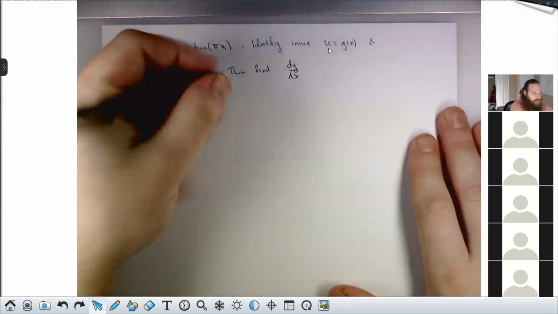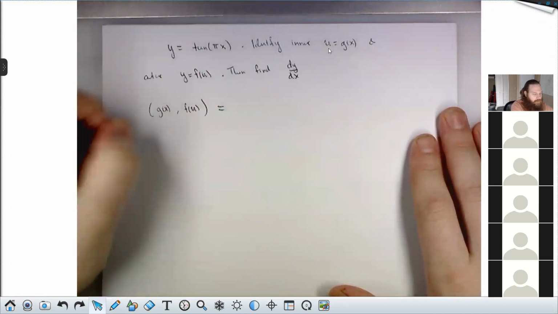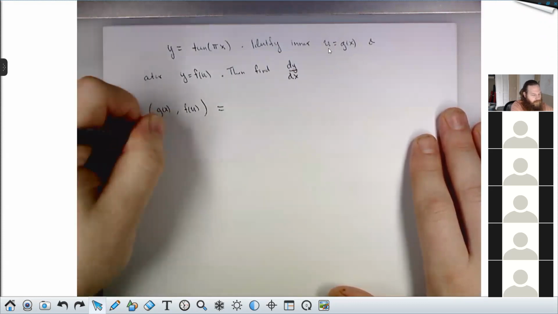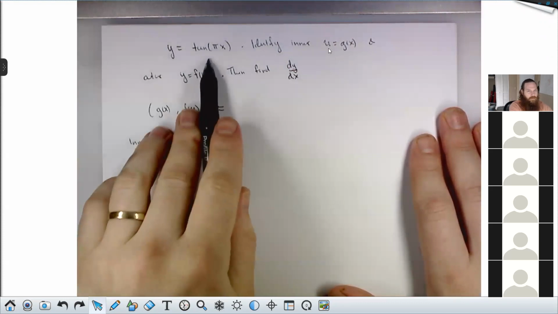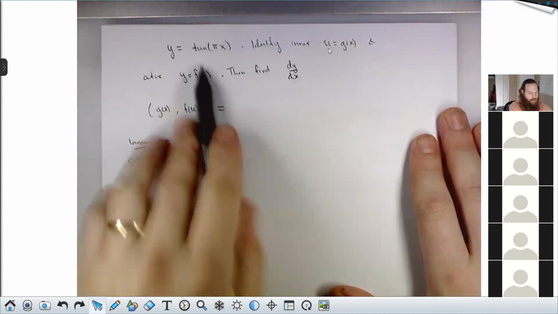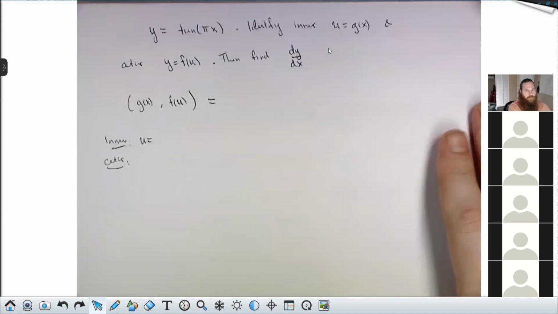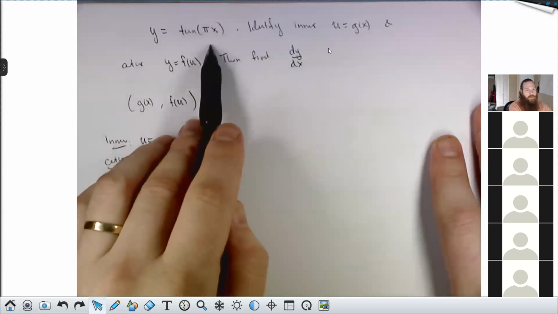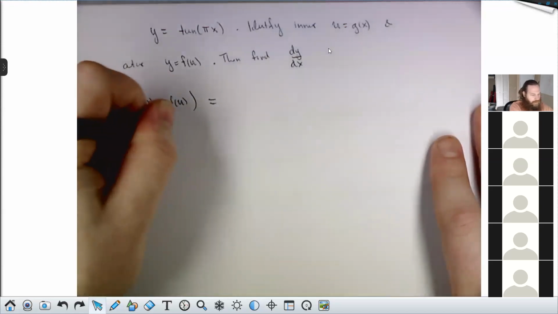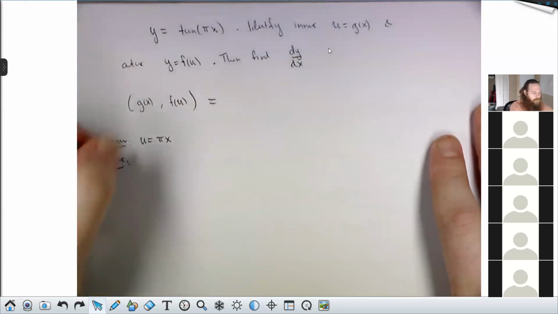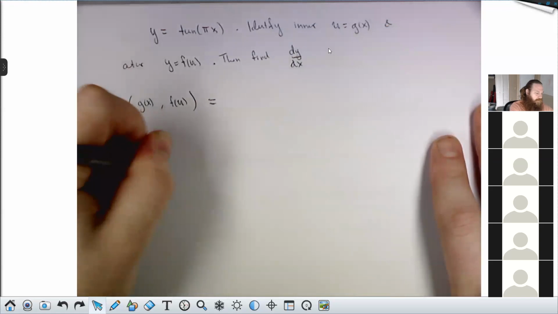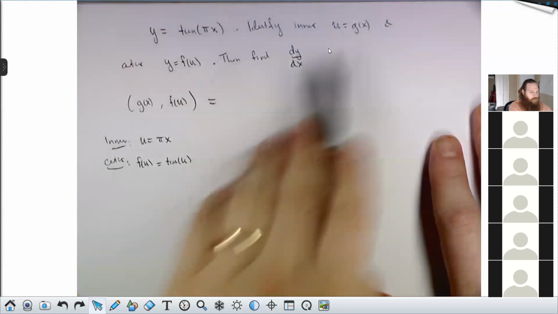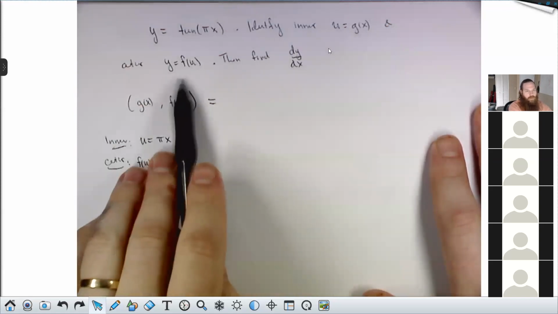You guys remember the other day when we were doing these chain rule things for the first time, I would write the inner and the outer. I'd say the inner here is u equals, well, look at this function here. What is my inner and what is my outer? For this guy, the inner is pi x. Good. So u is pi x. And my outer? Tan u. Yeah, I would say f of u is tangent u. So they're saying u is g of x and y is f of u.